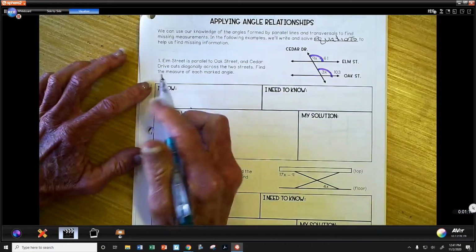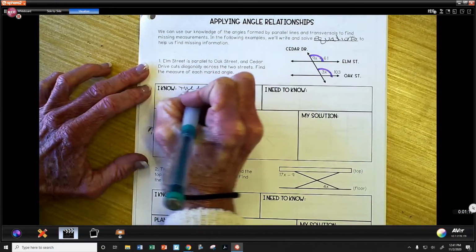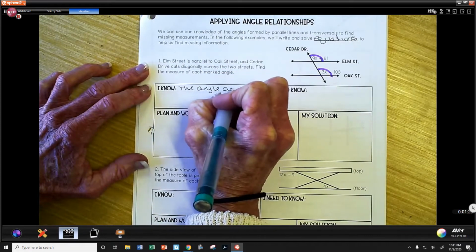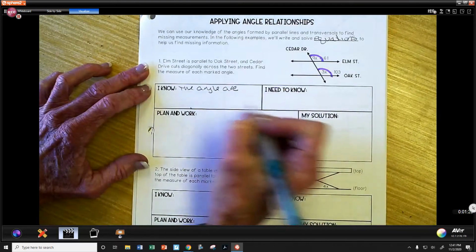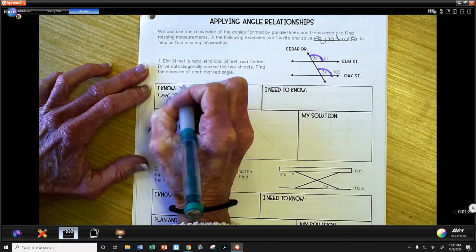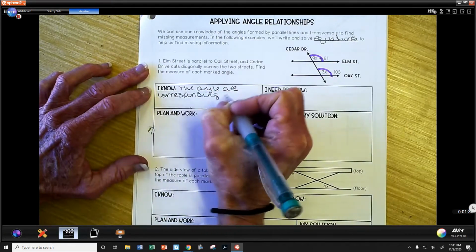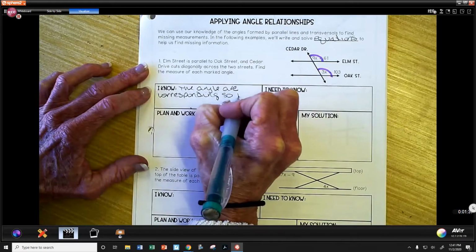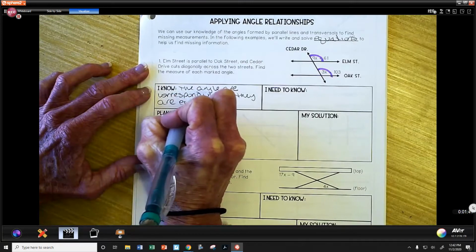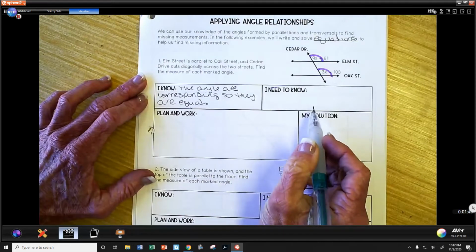Okay, so what do we know? I know the angles are corresponding. I think I said supplementary, I meant corresponding. Corresponding, so they are equal. That means we are going to set them equal to each other.